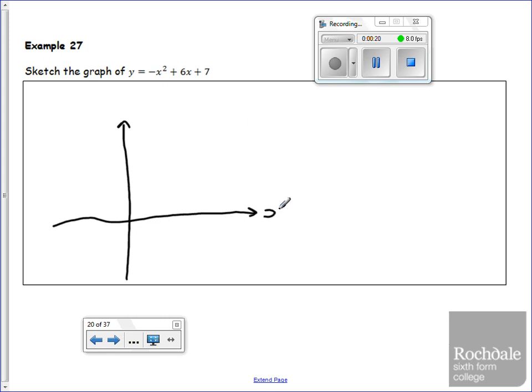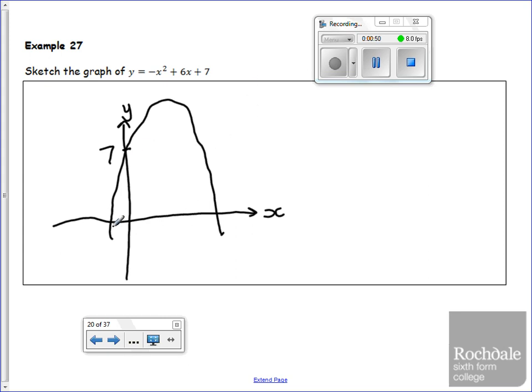Let's just label our axes first. We know it's a negative parabola. If we sketch the graph, a negative parabola. We know the y-intercept is 7. So we'd find that by setting x equal to 0. So it crosses the y-axis at 7.